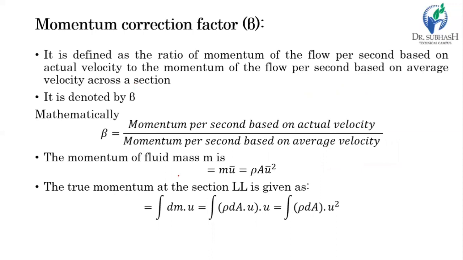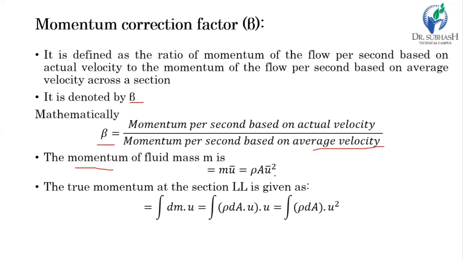Now let's see the momentum correction factor. It is defined as the momentum of flow per second based on the actual velocity to the momentum of the flow based on the average velocity. It is denoted as beta. As per the definition, the momentum of the fluid is the mass times the velocity. But when you consider the momentum of fluid based on the average velocity, it is the mass times average velocity. So with mass equal to density times area into velocity, it is equal to density into area into u bar square.